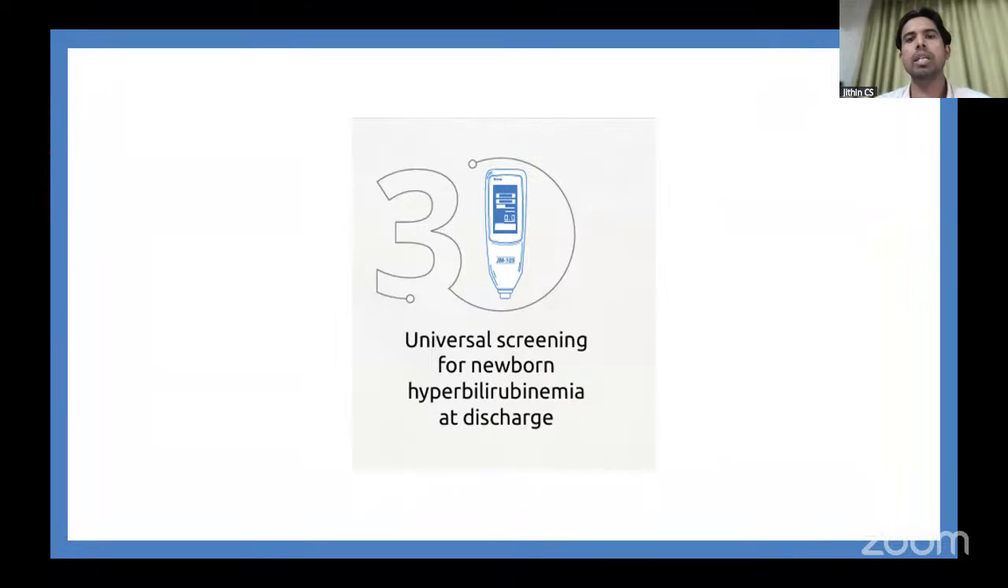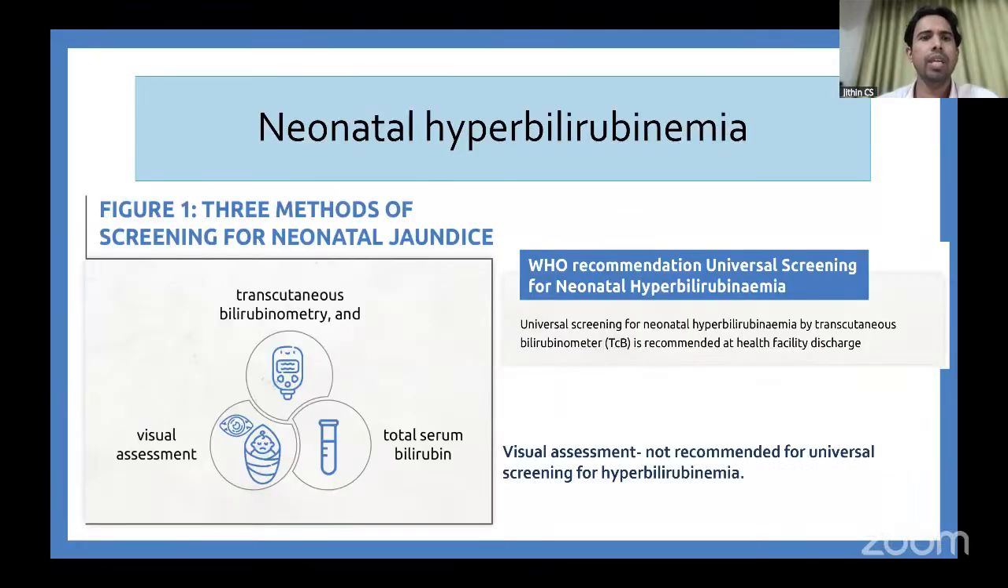Then coming to the screening for newborn hyperbilirubinemia, we have three assessment techniques for jaundice. One is the visual assessment. The second is using transcutaneous bilirubinometry, or TCB. And the third one is the total serum bilirubin check. Visual assessment is not recommended by WHO for routine screening. For routine screening for hyperbilirubinemia, we use the transcutaneous bilirubinometer.